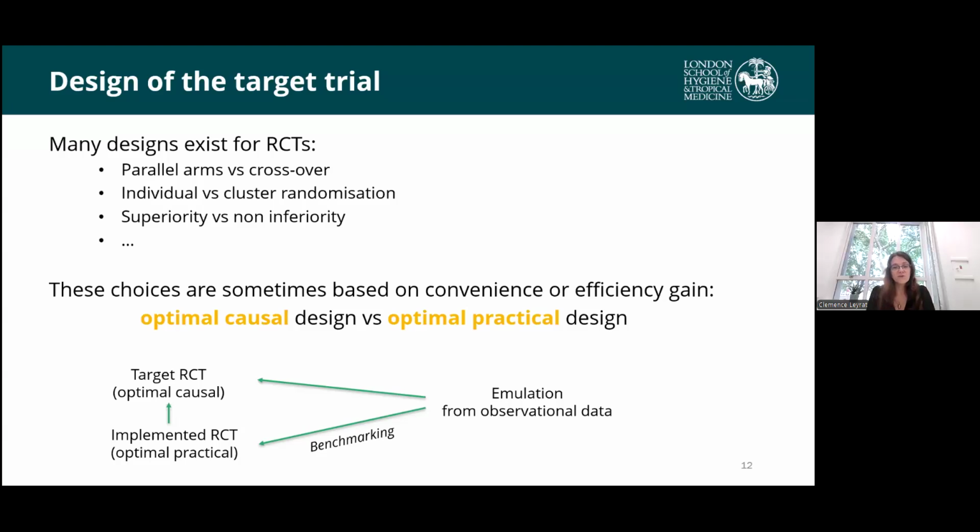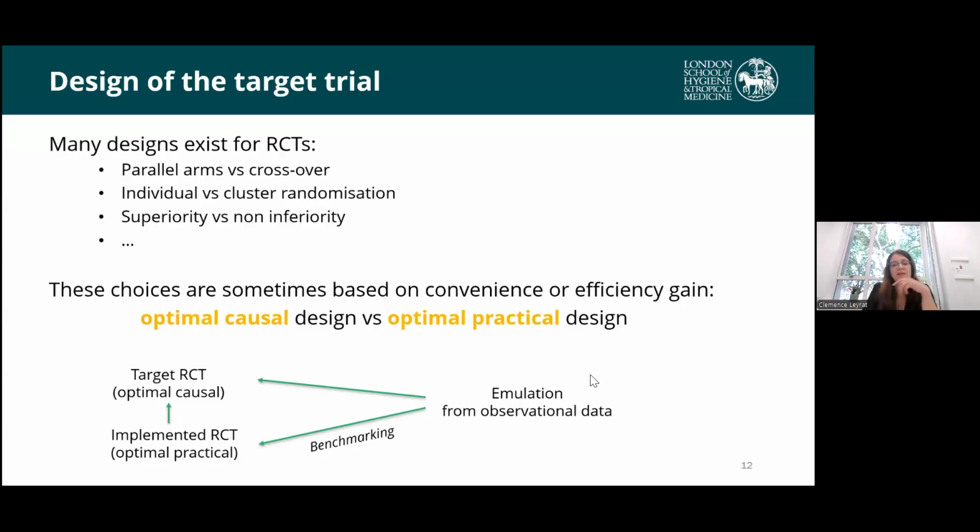And so it's important to distinguish what is the optimal causal design, so the design which is the best to answer the causal question, and the optimal practical design, which is maybe slightly different, but will allow the trial to be implemented in a pragmatic and feasible way.